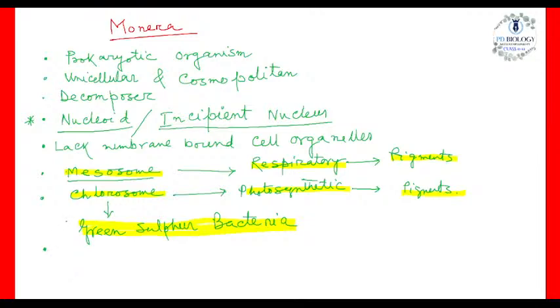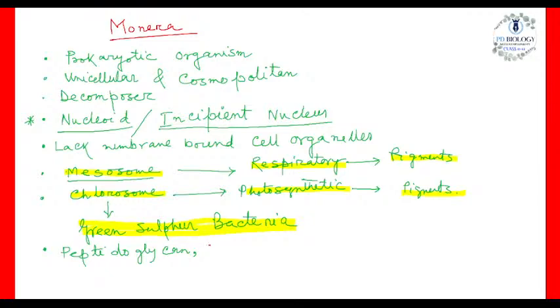Next, the cell wall is principally made of peptidoglycan. So what is peptidoglycan? Peptidoglycan is a heteromolecular fibrous macromolecule, a combination of amino acid and sugar, that surrounds the cell like a network.